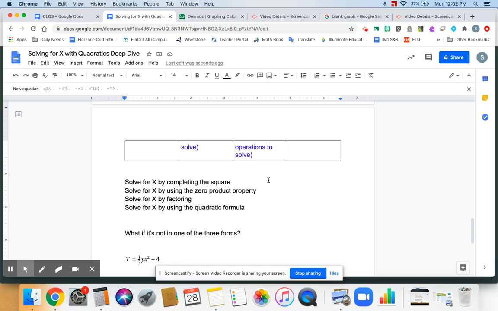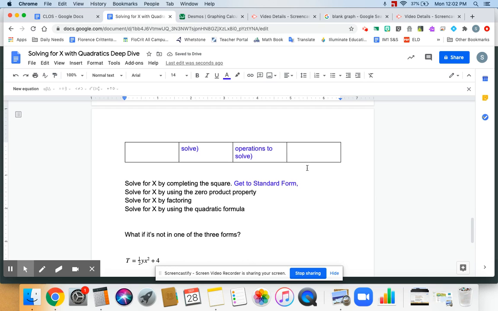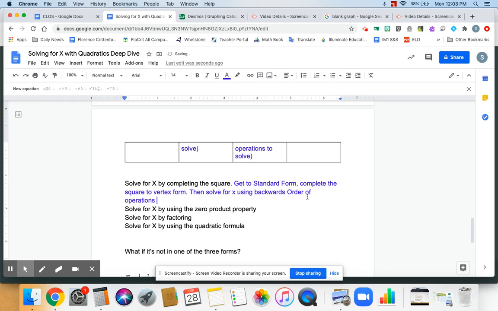If they say solve for x by completing the square, what form do I need to make sure I'm in? To complete the square, first you have to start in standard form. So get to standard form. However, if you're not in standard form yet, so if you're in factored form, you distribute to standard form, then complete the square to vertex form. Then you solve for x using backwards order of operations.